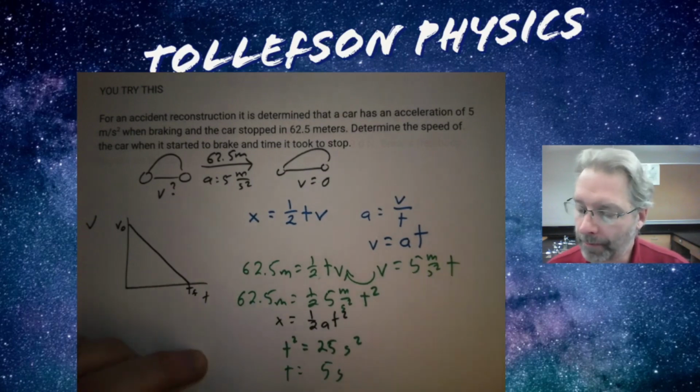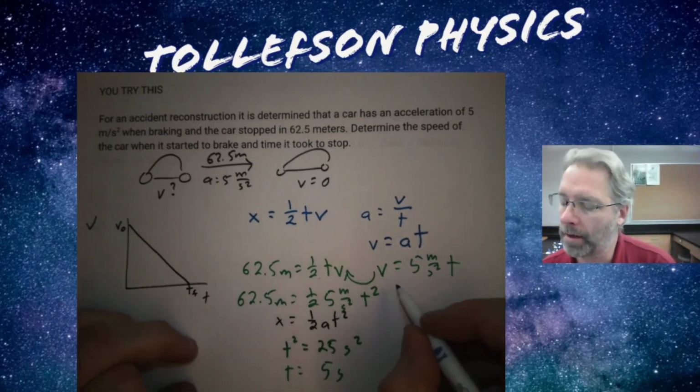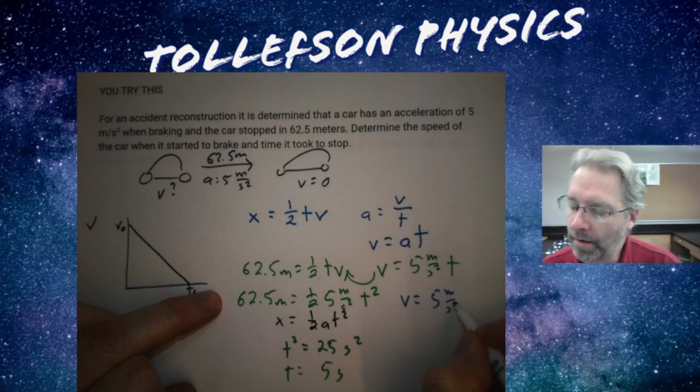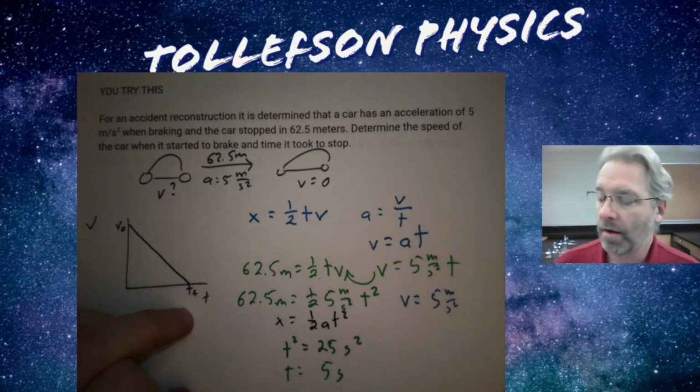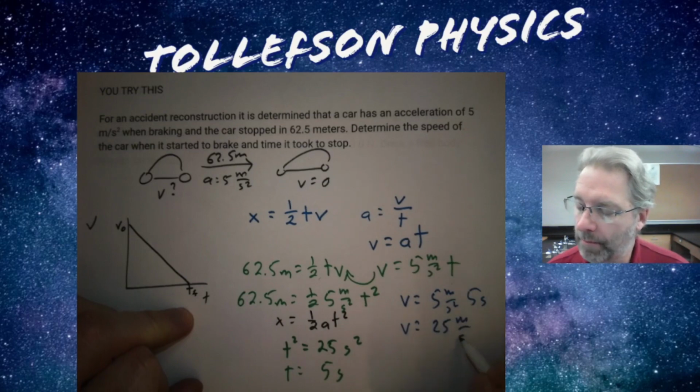Part of the question was, what was the starting speed? So for the starting speed, I have my velocity equation, and the acceleration is how much it speeds up or slows down in this case per every second. The time took 5 seconds, so that starting velocity was 25 meters per second.